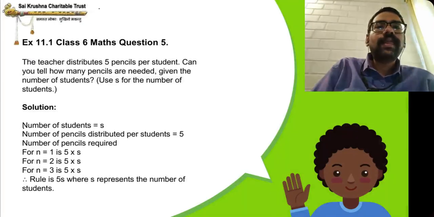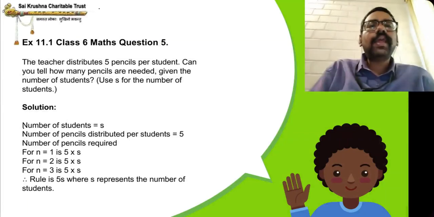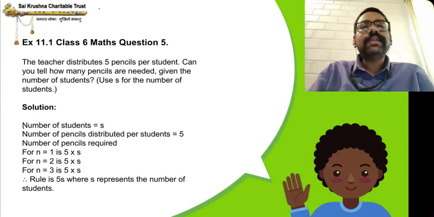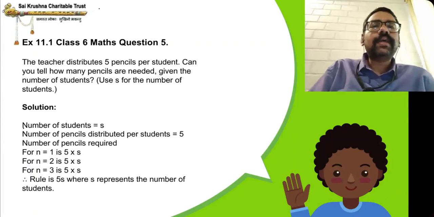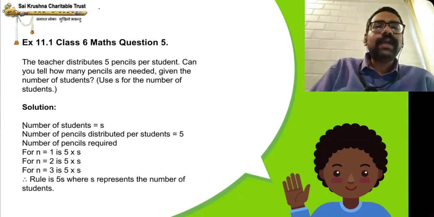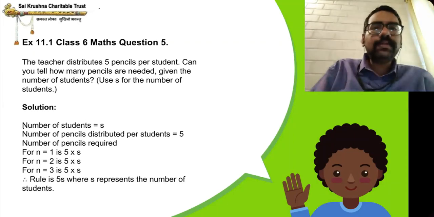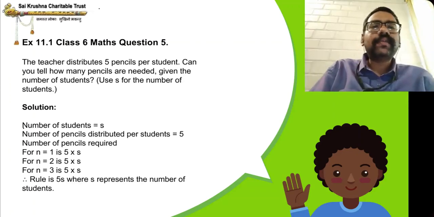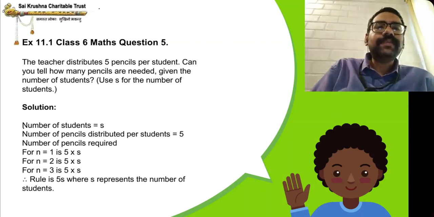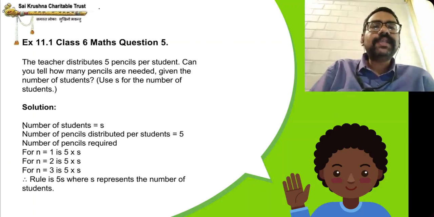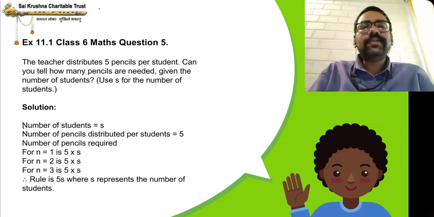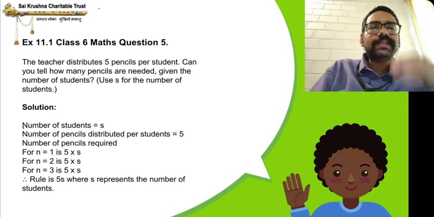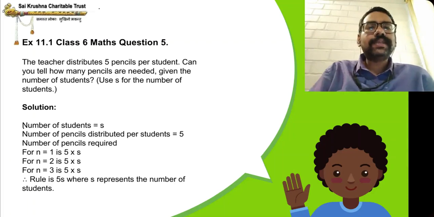Fifth question. A teacher distributes 5 pencils per student. Can you tell how many pencils are needed given the number of students? Use S for the number of students. The number of pencils distributed per student is 5. For one student, 5 into S, where S equal to 1, 5 pencils. For two students, instead of S, what will you put here? 2. 5 into 2, 10. For 3 students, instead of S we put 3, so 15 pencils are to be distributed. The rule is 5S, where S represents the number of students.